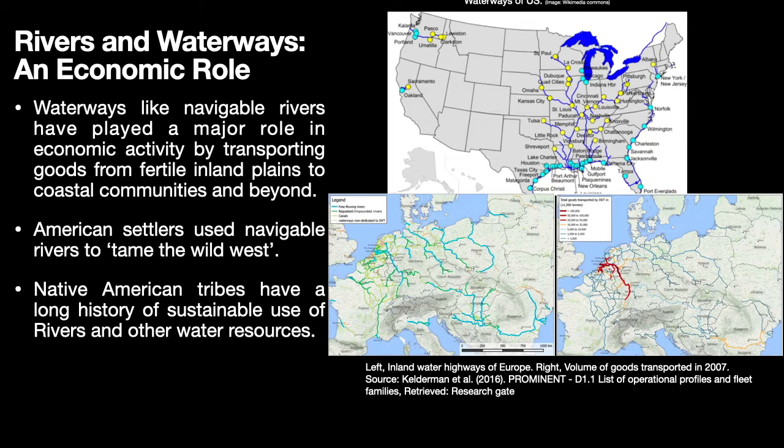Here I'm going to talk a bit about how rivers and waterways have played a major economic role, especially in the US and in Europe. Navigable rivers were like the arteries of economic activity, transferring goods from the fertile inland plains. In the US we have the fertile prairies of Iowa and all the other Midwestern states, which produce grain and other agricultural outputs, which used to be transferred to the other population centers through rivers. So grains, timber, agricultural and industrial produce have been transported along rivers and river barges for a long time in the U.S. Also, American settlers used these navigable rivers to so-called tame the Wild West.